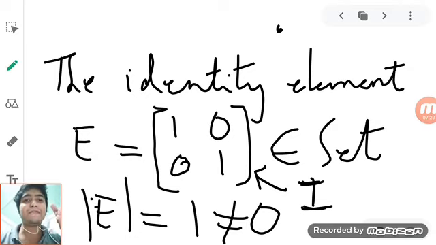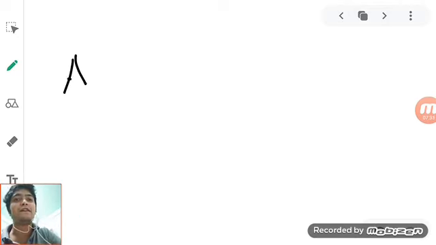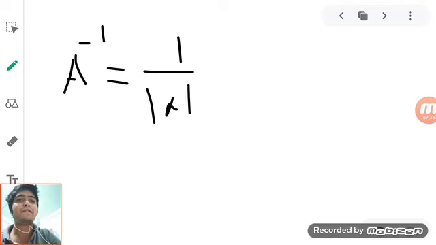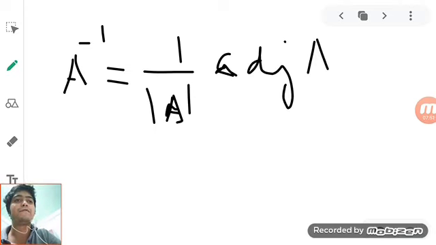Okay, so always remember the identity element of GL2R, it is this 1 0 0 1. Okay, what about the inverse of A? The inverse of A, again, we have that formula. It is equal to 1 by determinant A, adjoint of A. So the inverse of any element A will have this form: 1 by determinant A, adjoint of A. I hope you are clear with that example, GL2R.